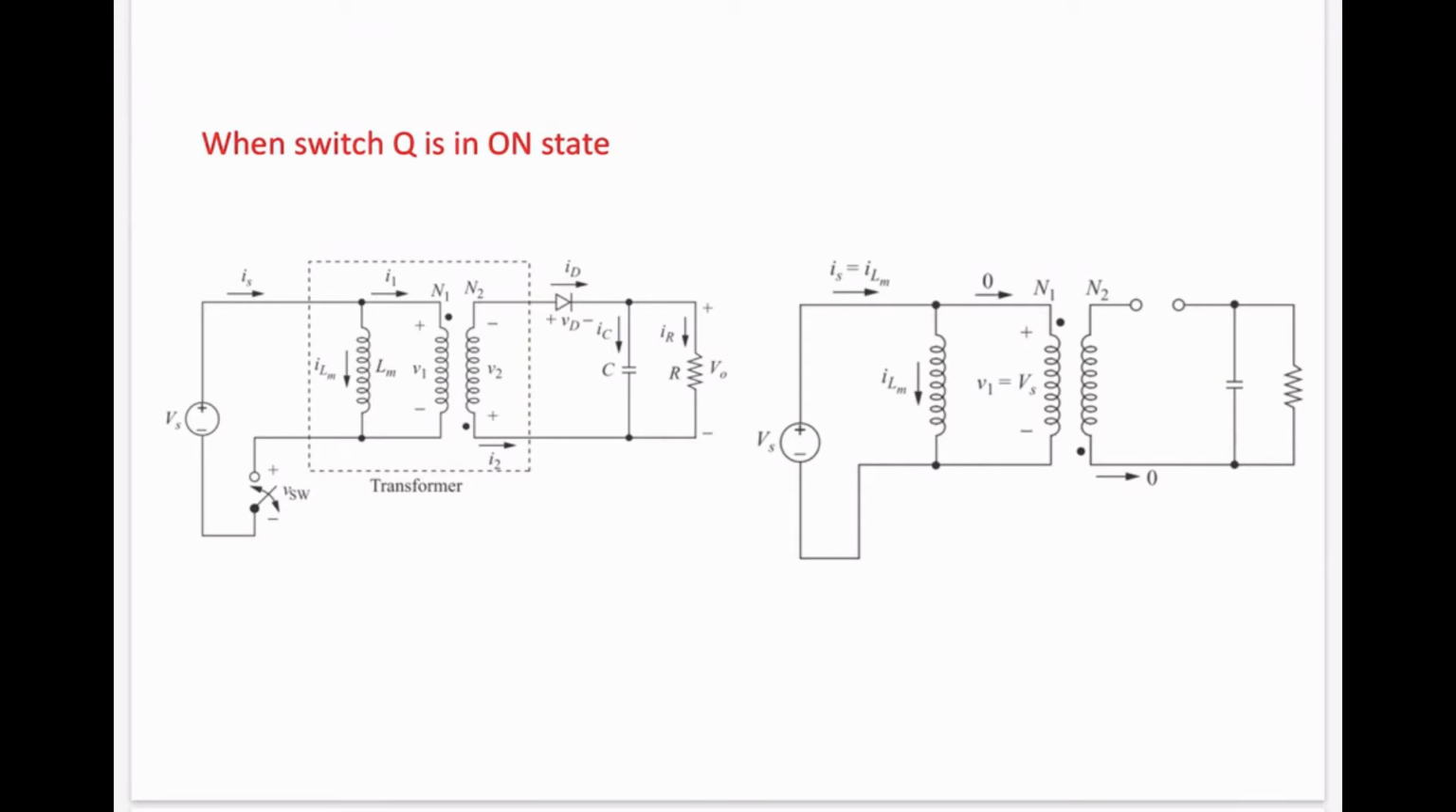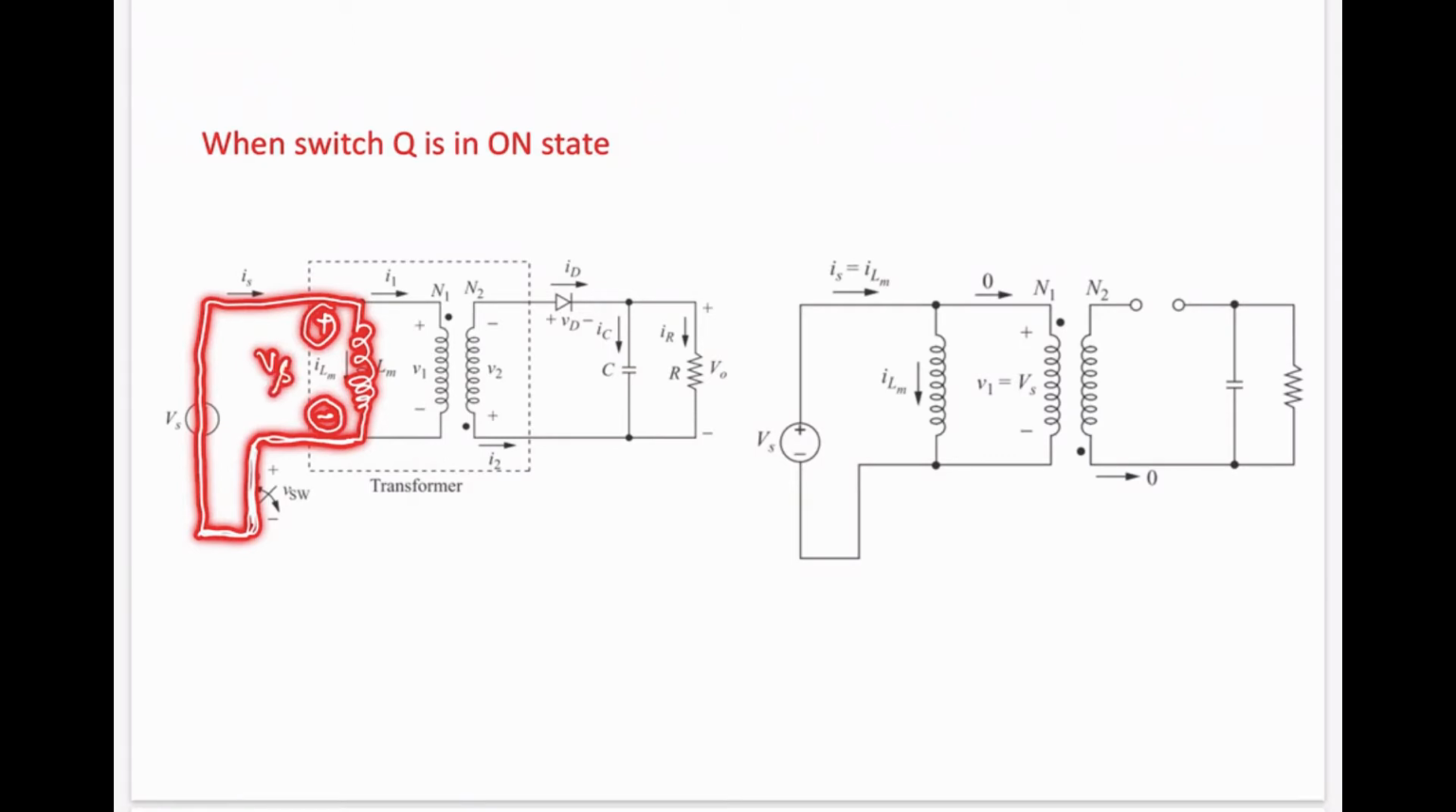Okay, so when your switch is closed over here, what is the path of the current? The current from your source will travel through this magnetizing inductance and will pass through this switch and complete its loop. So the voltage applied across this magnetizing inductance will have this polarity, and the magnitude will be equal to your supply voltage.